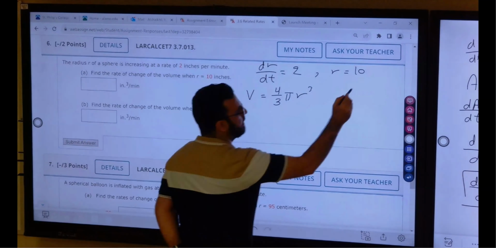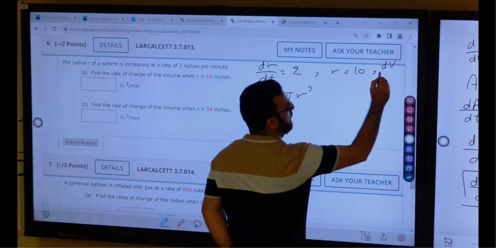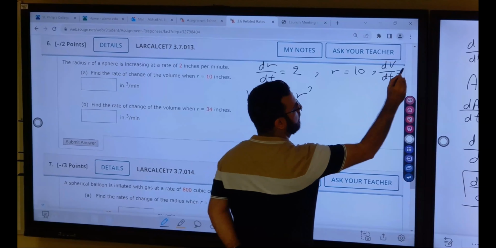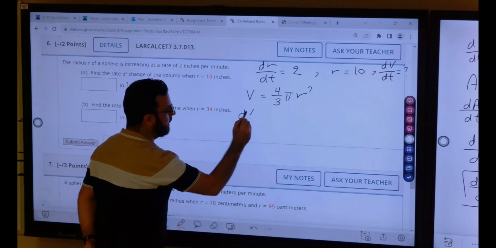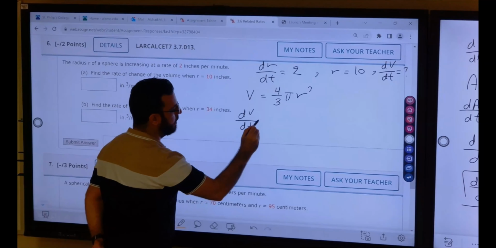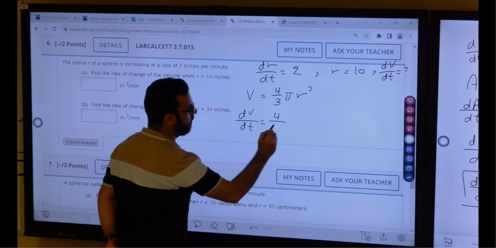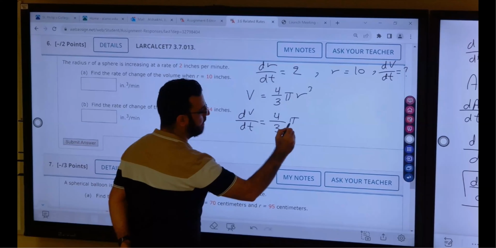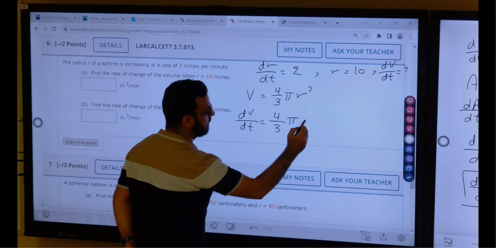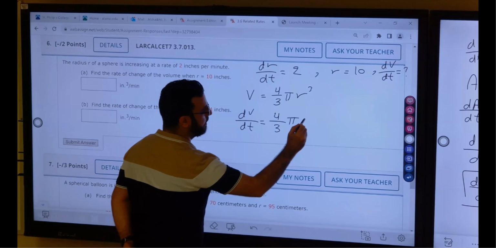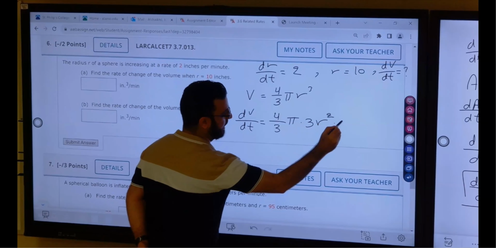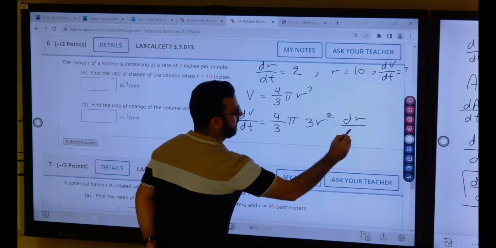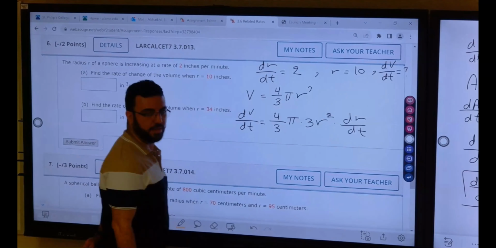We need to find what? dV over dt, the change of the volume. So that means dV with respect to the time equals 4/3 pi times what? Which is R, 10. 3 r squared dr over dt.